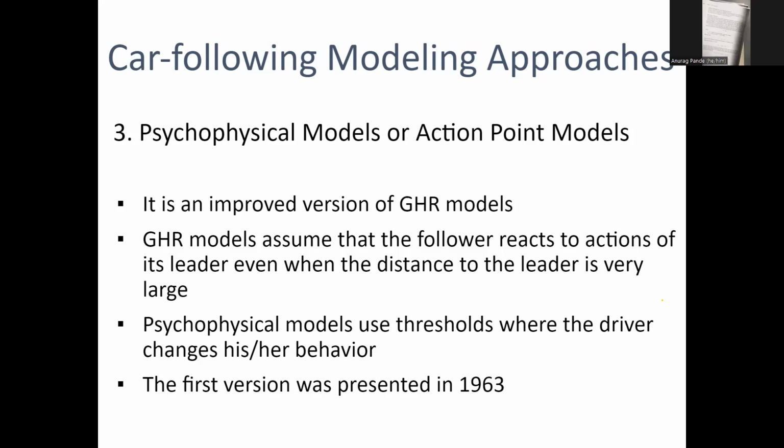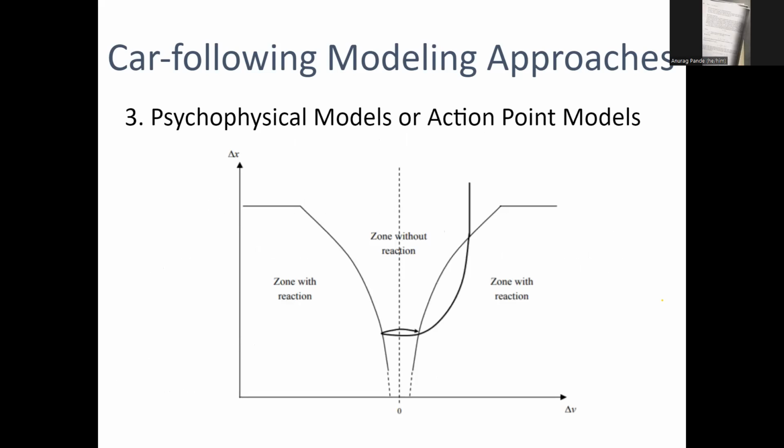So instead of saying that the same GHR model applies in all situations, where the follower reacts to the action of the leader even when the distance is very large, in psychophysical models you assign different thresholds to the speed differential and to the spacing differential. Then you assign a model for each of those threshold regimes. This is an improvement on what was presented in 1958. It has been out there since the 1960s, and the model might look something like this.